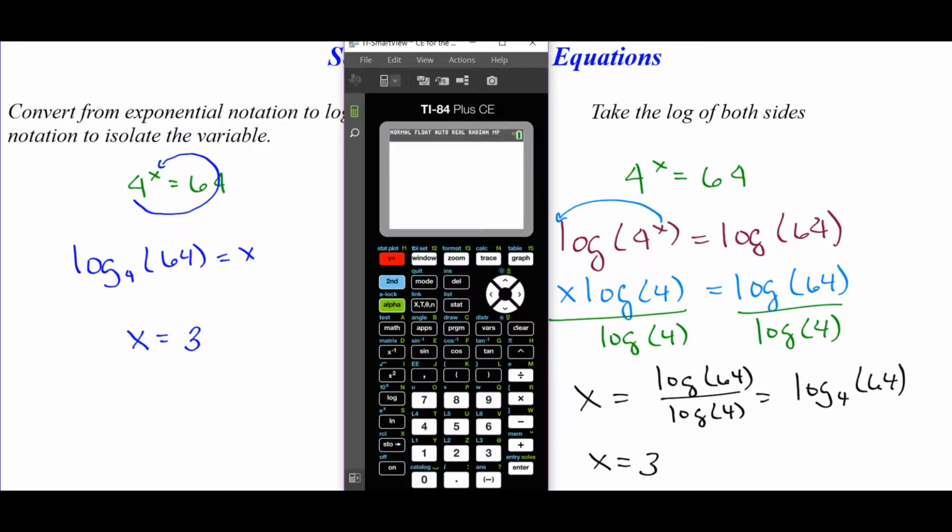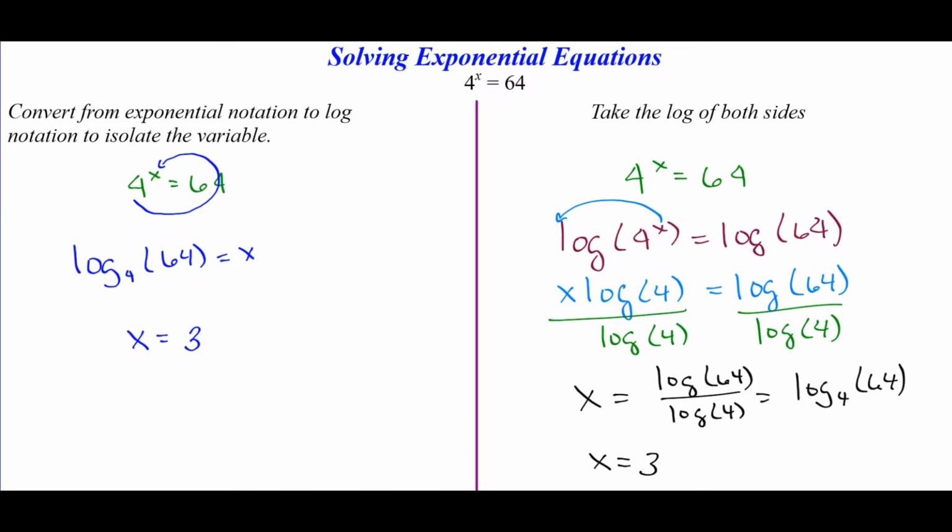On the calculator, we can just graph 4 to the x minus 64. I've just moved everything to one side to set that equal to 0. Then I can take a look at that graph there, and then I could find that 0, or if you prefer, you can put the 0 into your y2, and then just find that intersection. So second trace intersection, and you get x equals 3 again. So several different methods there.